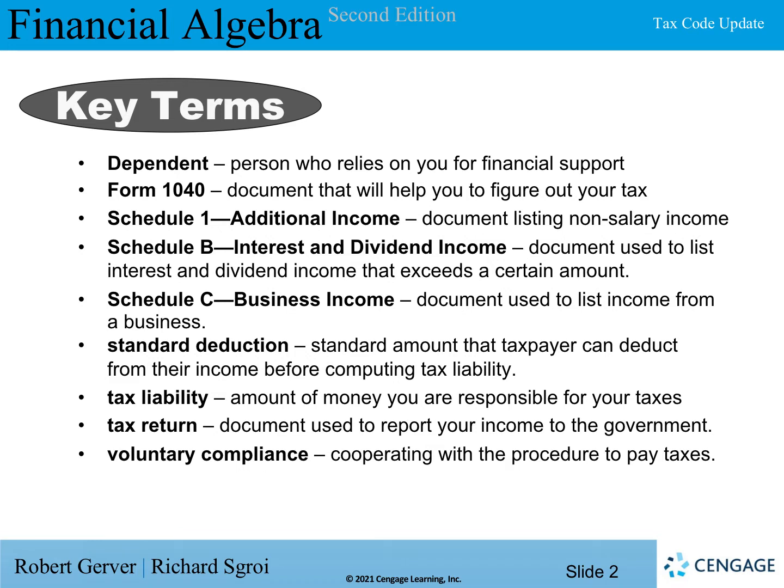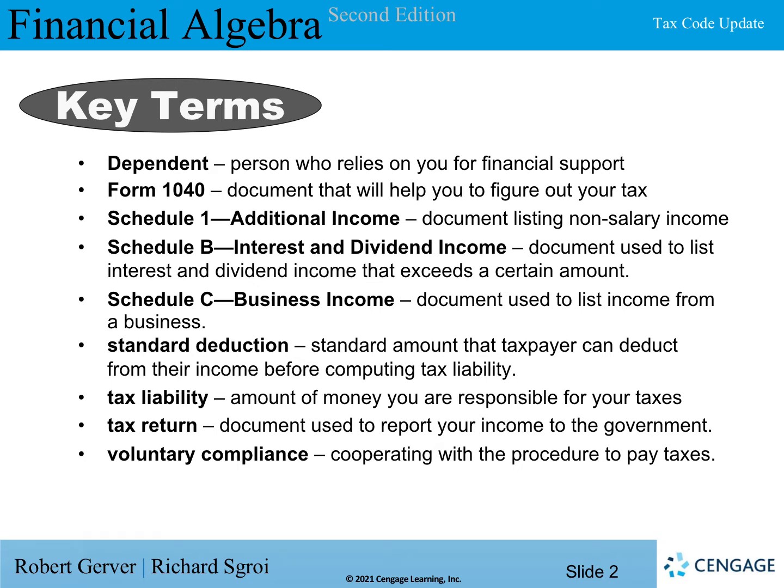Here are some key terms. First of all, dependent. This is a person who relies on you for financial support. Form 1040. This is a document that will help you to figure out your tax. Schedule 1, additional income. This is a document listing non-salary type income. Schedule B, interest and dividend income. This is a document used to list interest and dividend income that exceeds a certain amount. Schedule C, business income. This is a document used to list income from a business.